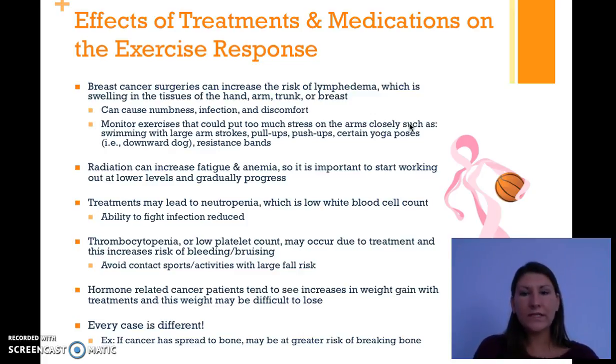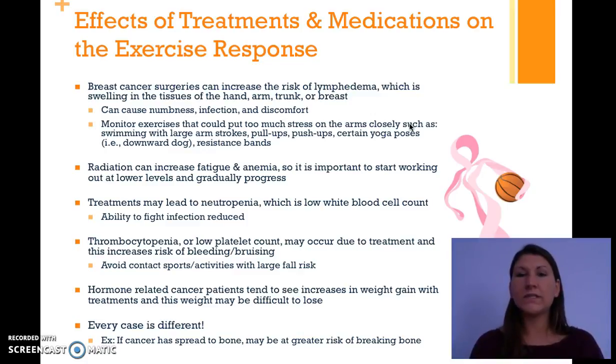Radiation can increase fatigue and anemia, so it's important to start working out at lower levels and gradually progress the level of physical activity. The treatments may also lead to neutropenia, which is a low white blood cell count, and this can reduce the ability to fight infection. So someone with this will want to avoid public gyms or places where they have an increased risk of getting an infection. And thrombocytopenia, or low platelet count, may occur due to treatment, and this increases the risk for bleeding and bruising. So it's important with that to avoid contact sports that also have a high risk of falling.